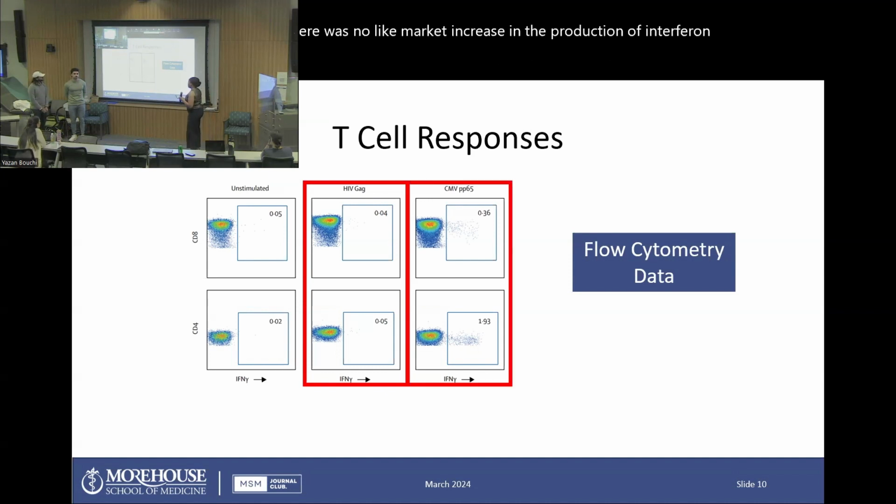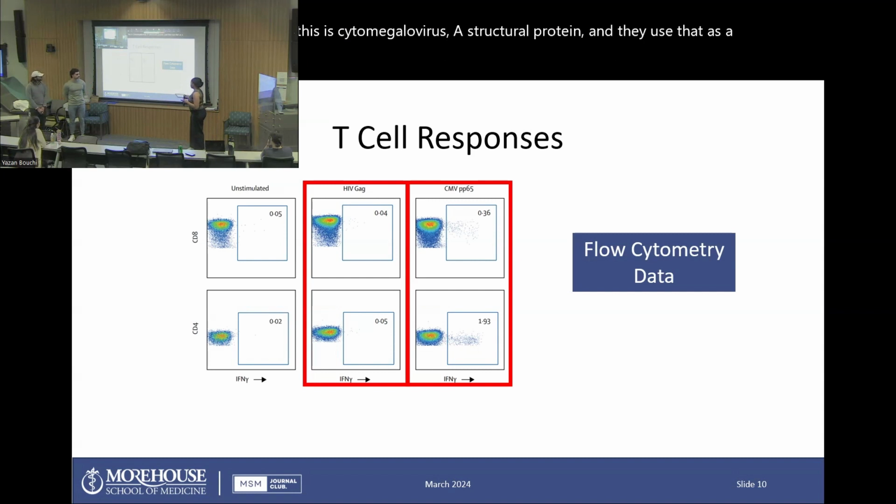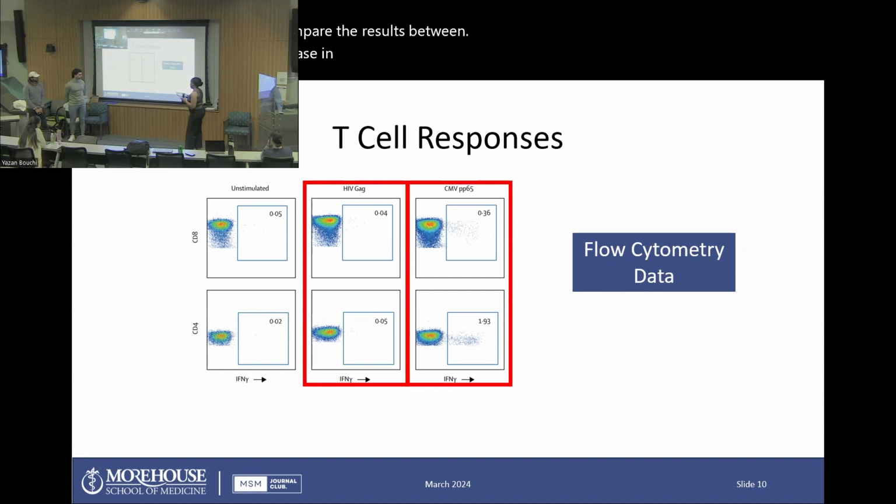And then if you look at the CMV-PB65, if I remember correctly, this is a cytomegalovirus structural protein, and they used that as a stimulant for their cells. As you can see, when they stimulated cells with that, there was a marked increase in the production of interferon gamma intracellularly. That's just another way you can compare what an increase in interferon gamma production would look like.